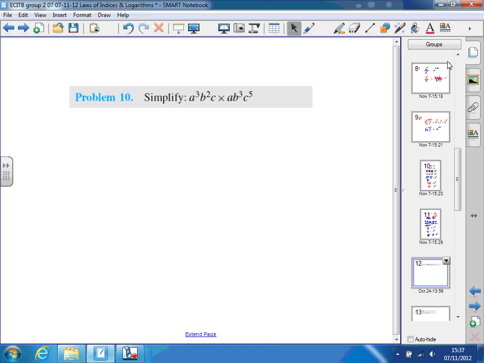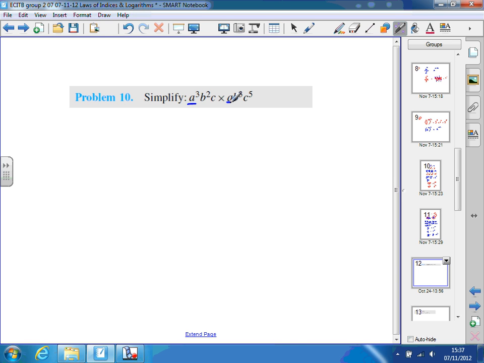Let's use these laws of indices then to help us simplify things. These are in the textbook around about page 41, 42. In this example, I'm effectively multiplying all these terms together. There's no symbol between the a cubed and the b squared, so I need to multiply them together. So I'm actually multiplying a cubed by b squared by c by a by b cubed by c to the 5. Where the base is the same, I can use the laws of indices.